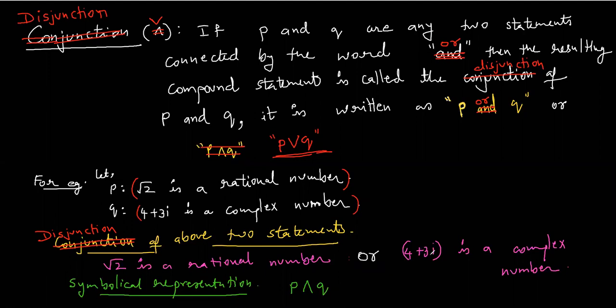Or 4 plus 3i is a complex number. This will be the disjunction of these two. And symbolic representation, how will it be, students? It will be P or Q. Okay, you will all copy this.